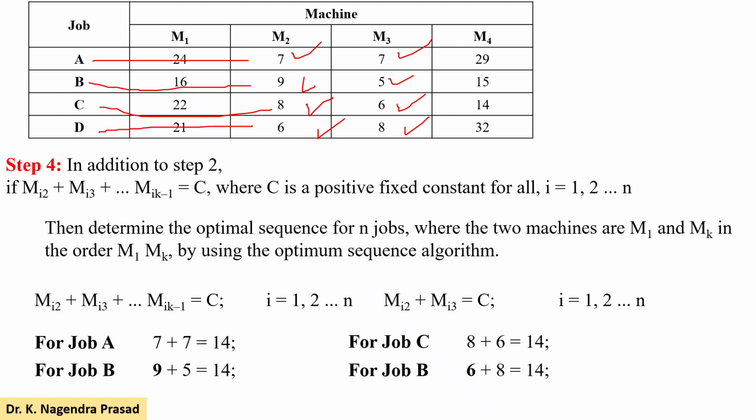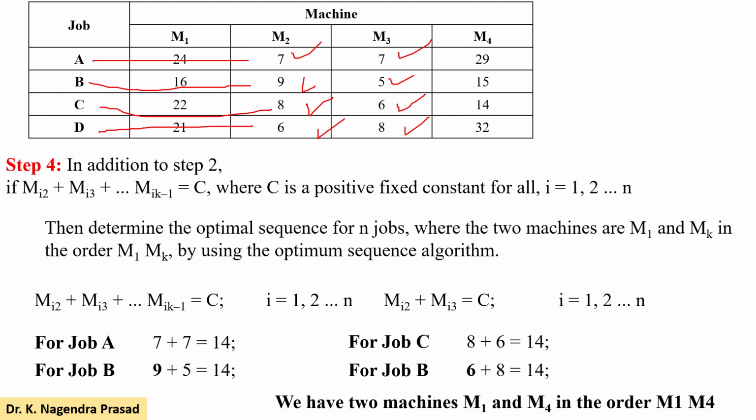So here observe, for all the jobs, the processing time on machine 2 and machine 3 is a fixed constant, which is equal to 14. So we have to consider the two machines, that is M1 and MK, which is the first and last machines. Here the last machine is M4. So we have two machines, M1 and M4, in the order of M1, M4.